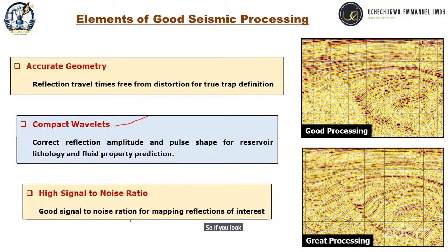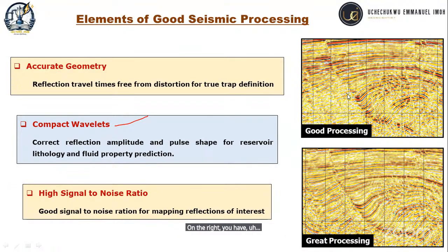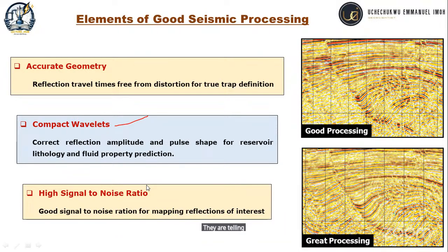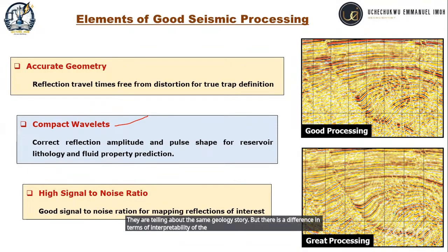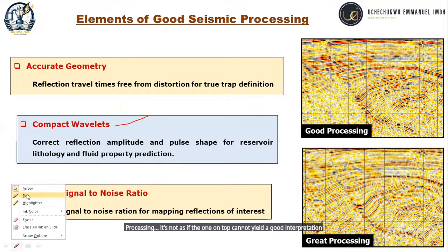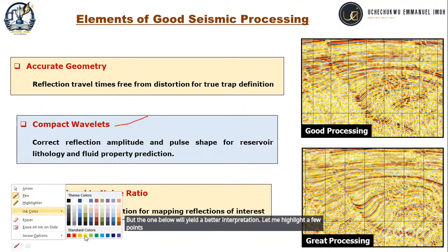So if you look at the image on the right, the upper part is the seismic data which is termed the good processing, and the one below is termed the great processing. If you look at both of them, they are telling about the same geology story, but there is a difference in terms of interpretability of the data. If you are not conversant with processing, it's not as if the one on top cannot yield a good interpretation, but the one below will yield a better interpretation. Let me highlight a few points for you to see.